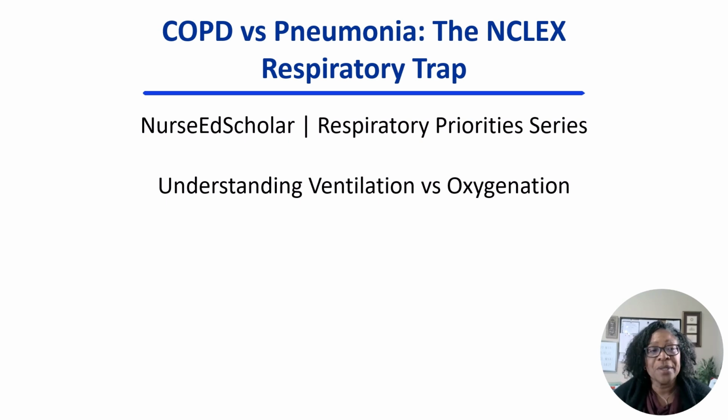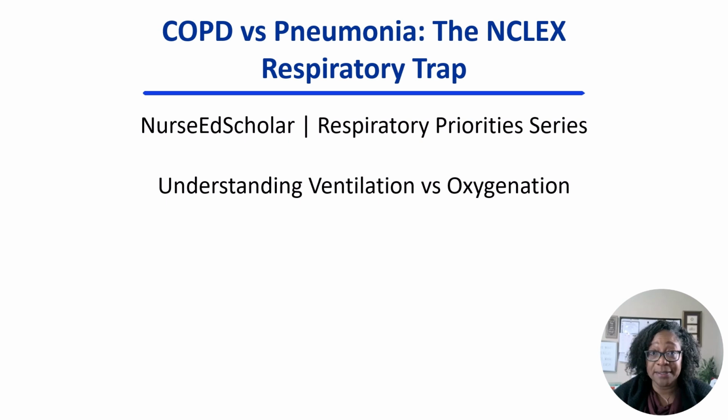One of the most common respiratory traps on nursing exams and the NCLEX is confusing COPD exacerbation with pneumonia. Both conditions involve respiratory compromise, both can cause shortness of breath, and both may require oxygen therapy. However, the underlying problem in each condition is very different, and the safest nursing interventions depend on understanding the difference. The NCLEX often presents these conditions in prioritization questions, asking nurses to determine which patient is most unstable or which intervention should be performed first.